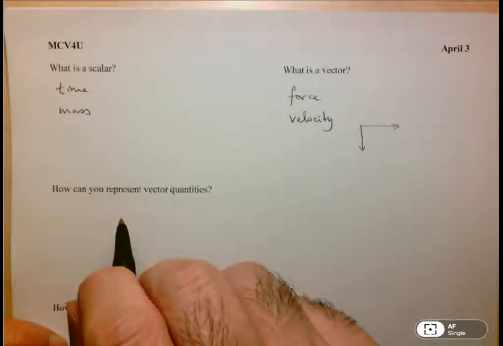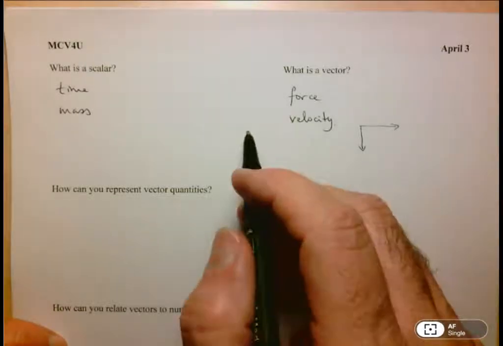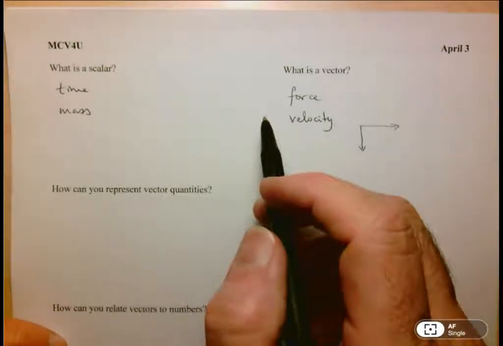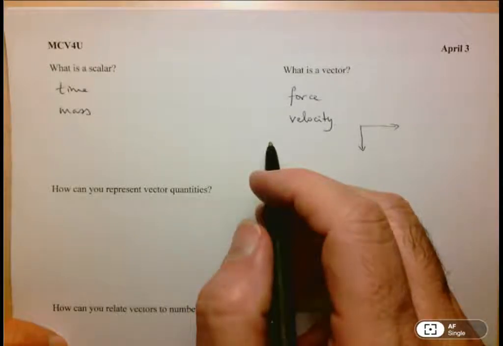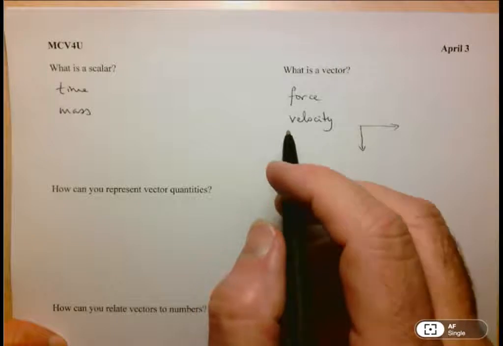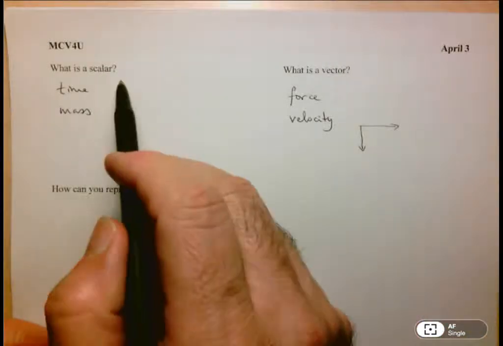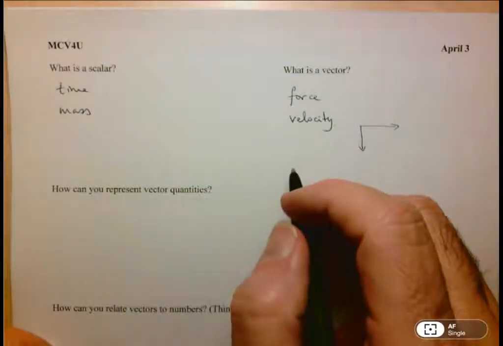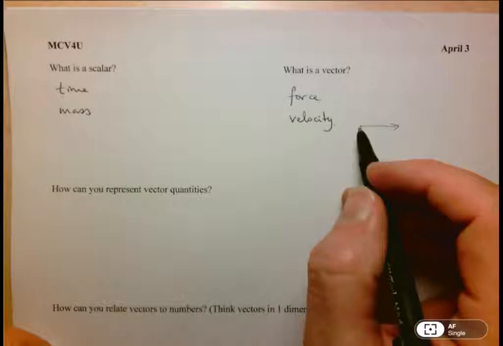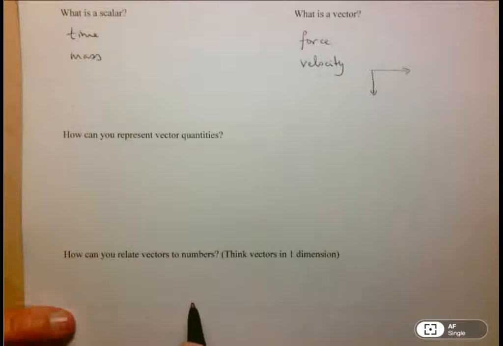Okay, so a vector quantity needs to have that numerical component, because there's a difference between a force of 5 newtons and 6 newtons, or a velocity of 2 meters per second or 3 meters per second. So it's going to need a scalar component, but it's also going to need a direction. One way in which we can represent this is with an arrow. So let's go to how we can represent vector quantities.